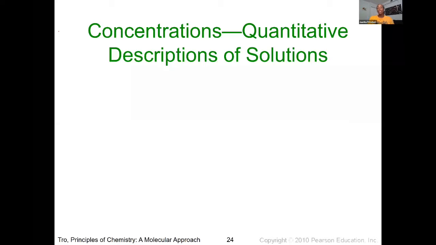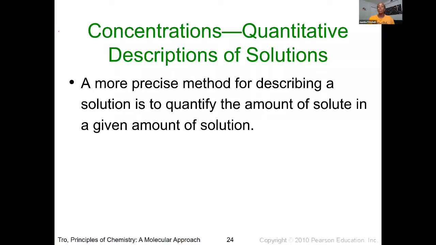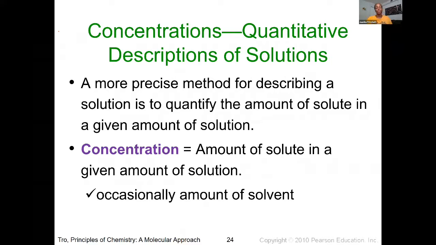Now, while qualitative terms are great, they don't really help us accurately figure out how much of each substance is present. That's where the quantitative measure comes in. A more precise way of describing solutions is by actually quantifying the amount of solute that's present in a given solution environment. What we're going to be doing is determining what is called the concentration of the solute found in a given amount of solution.